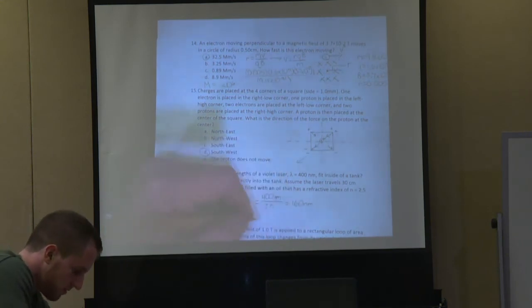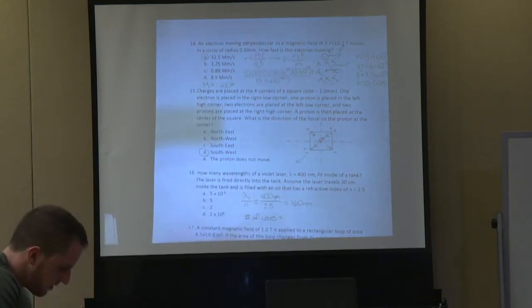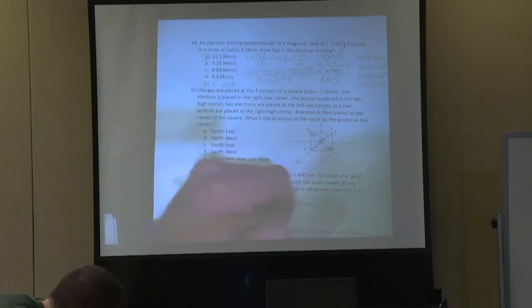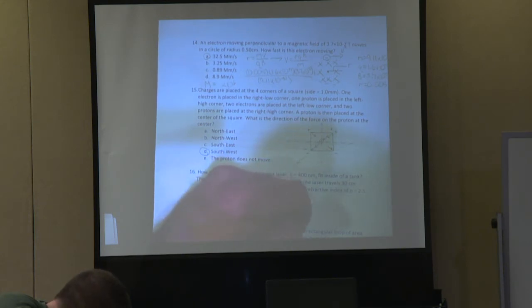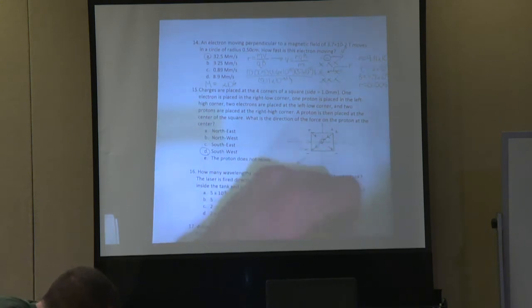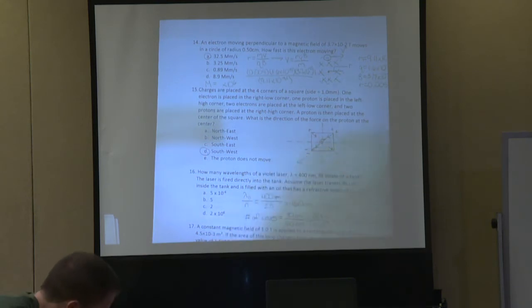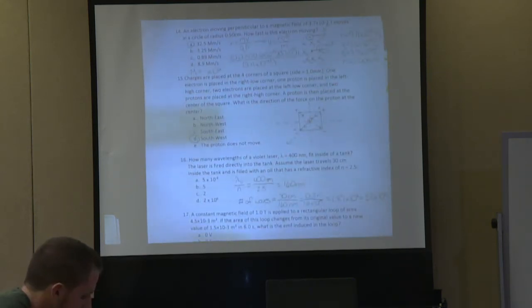And then number of waves is equal to distance 30 centimeters divided by the wavelength 160 nanometers, and converting to proper units, we get 1.87 times 10 to the 6th, and then rounding up, you can find 2 times 10 to the 6th. So the answer to that one is D.